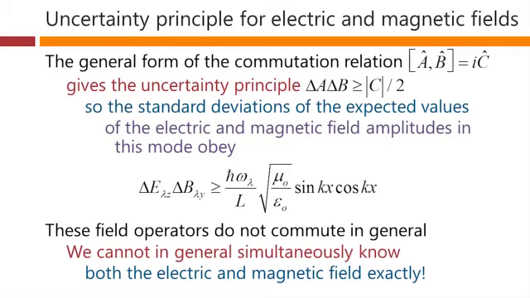This is a remarkable result, and we started off with a very different kind of quantum mechanics and things like position and momentum, which we believed had uncertainty principles. Now we've got to an uncertainty principle between two fields, the electric and magnetic field.